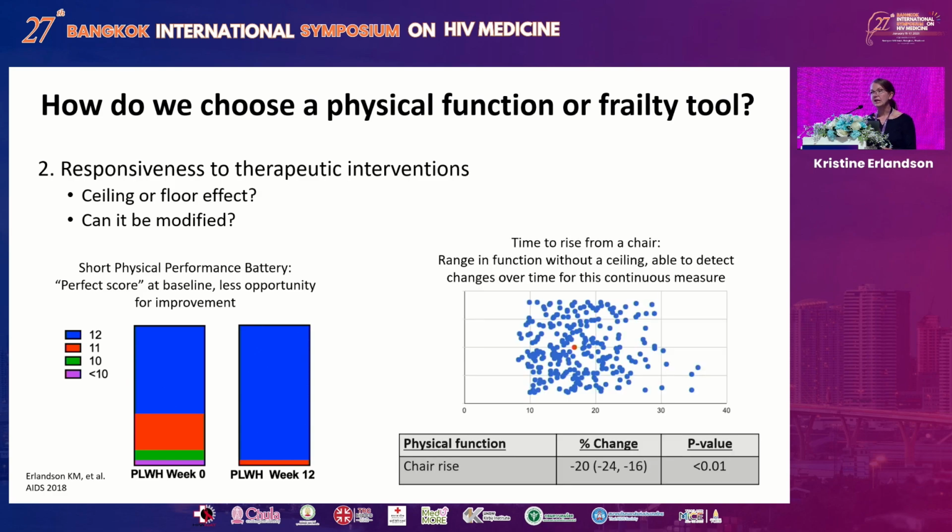In contrast, if we can include continuous measures that don't have ceiling or floor effects, like a chair rise time, we had people who had very fast ability to rise from a chair and people who had very slow ability, and therefore we could see an effect over the entire population. So think about the range of values that are in your population as well as in your assessment tool.